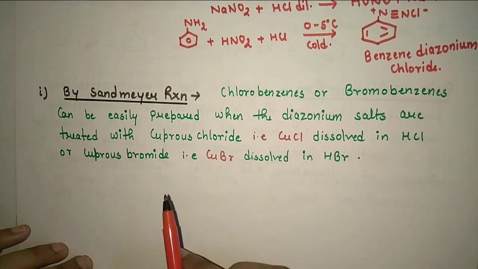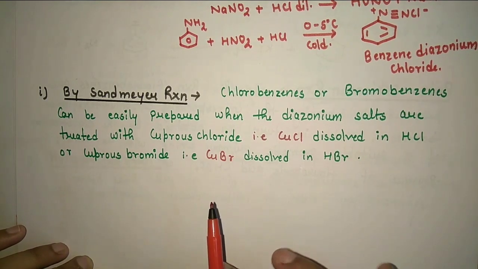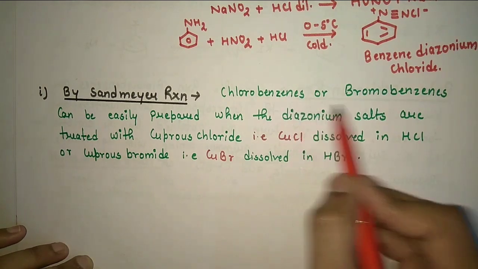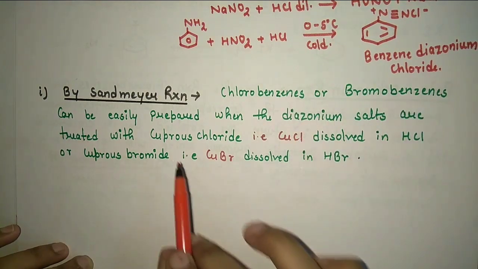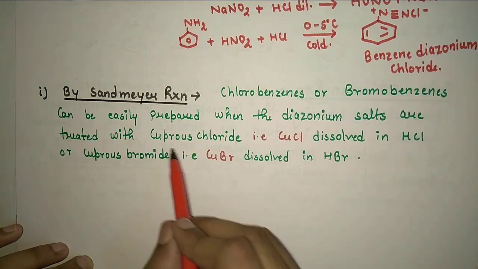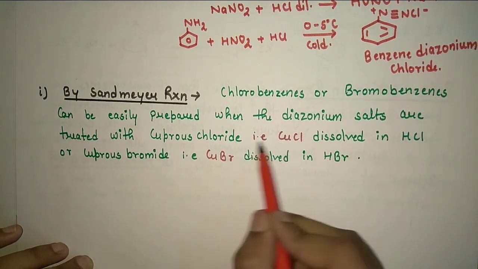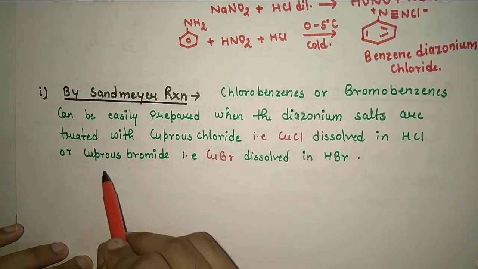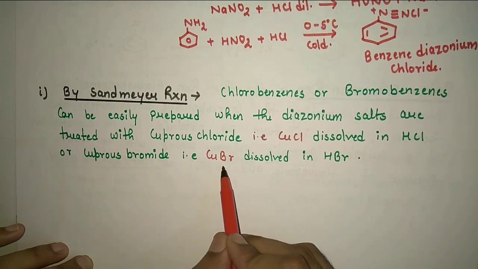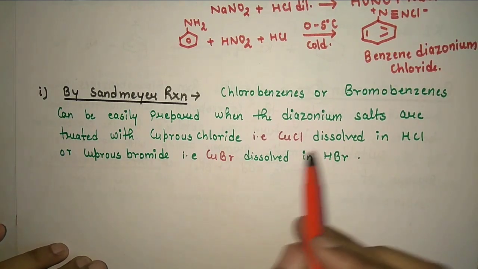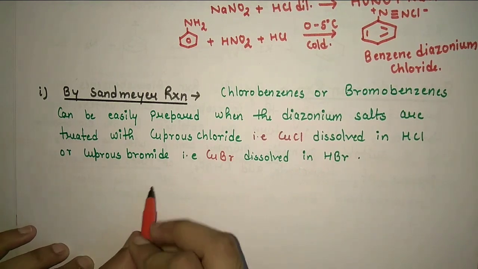Now the first method is the Sandmeyer reaction. This is the name reaction, Sandmeyer reaction. Chlorobenzenes or bromobenzenes can be easily prepared when the diazonium salt is treated with cuprous chloride, CuCl, dissolved in HCl, or cuprous bromide, CuBr, dissolved in HBr. Let's see how chlorobenzenes or bromobenzenes can be formed by the Sandmeyer reaction.